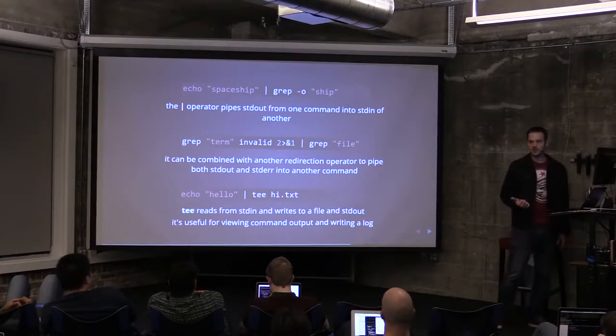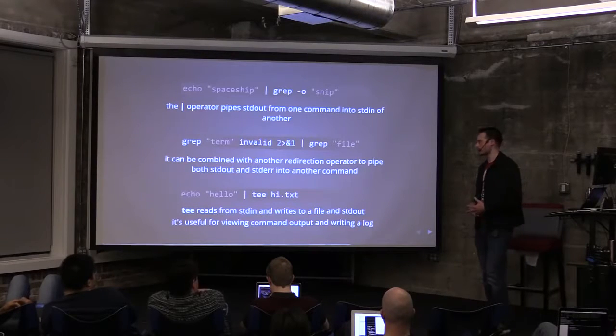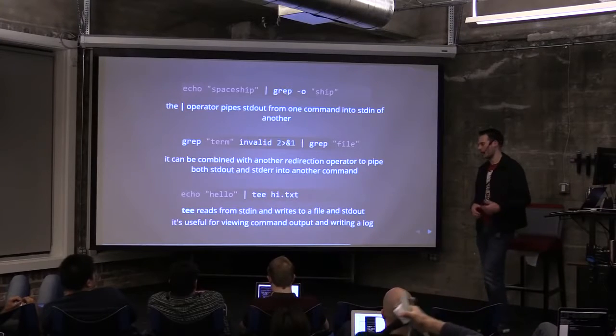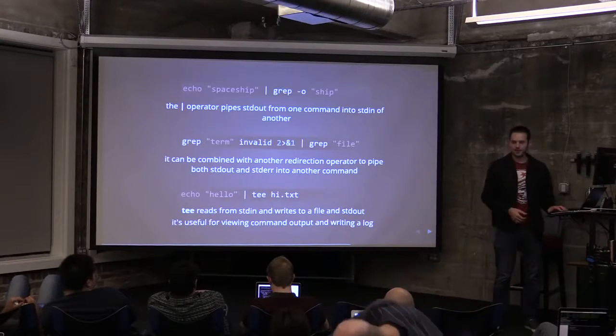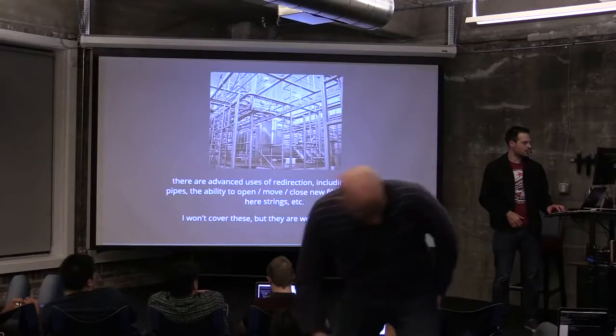And then finally, tee is a cool little utility. Sometimes you want to write things to a file, but you also want to see them on the screen. Just use tee. It'll show you on the screen and write the file. It's like a T for your file descriptors.